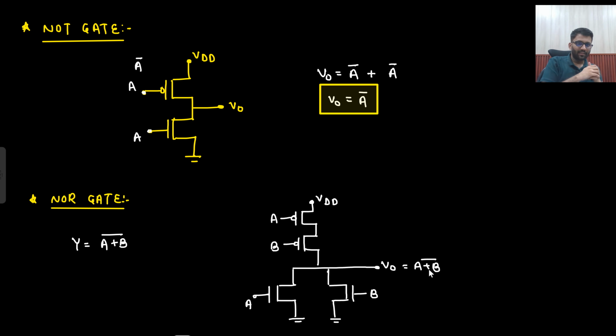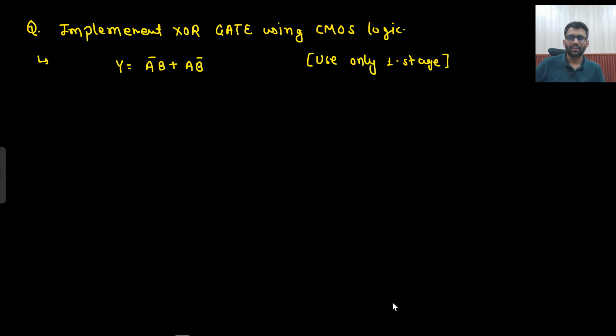If you already know that, then you do not need to care about that bar. And once you have implemented this, you just need to take the dual of that. If they are in parallel, this will be in series. Well and good. Let's go to the next one.